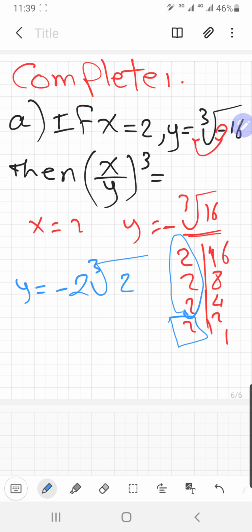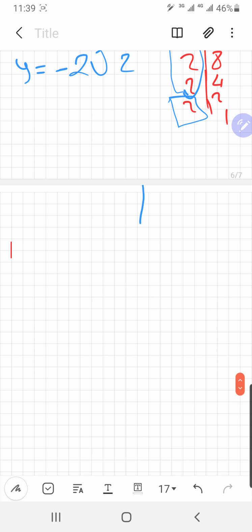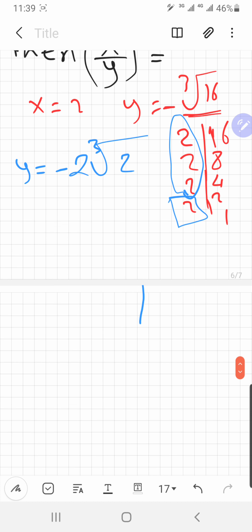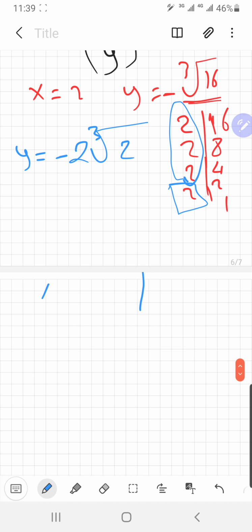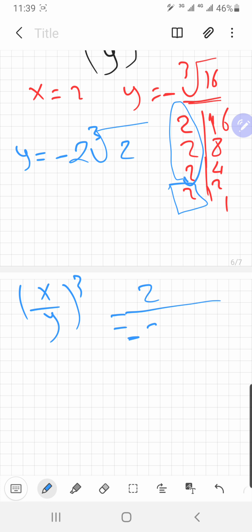Then I want the value of x over y. x over y all to the power 3. First of all, what about x? Just 2. 2 over, what about y? Negative 2 cubic root 2.